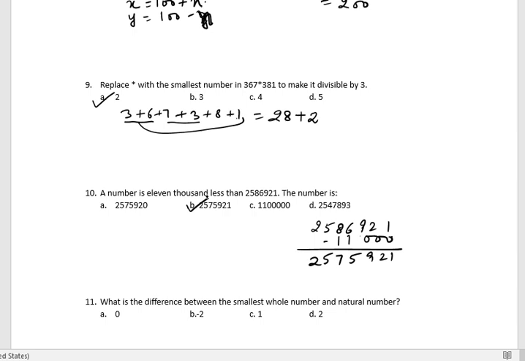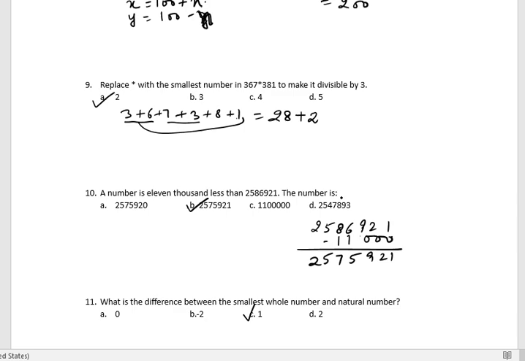Next question, what is the difference between the smallest whole number and the smallest natural number? This is a basic conceptual question. We know that whole numbers start with 0 and natural numbers start with 1. So the difference between both the numbers is what? 1. 1 minus 0 is 1. So C part is the right answer.